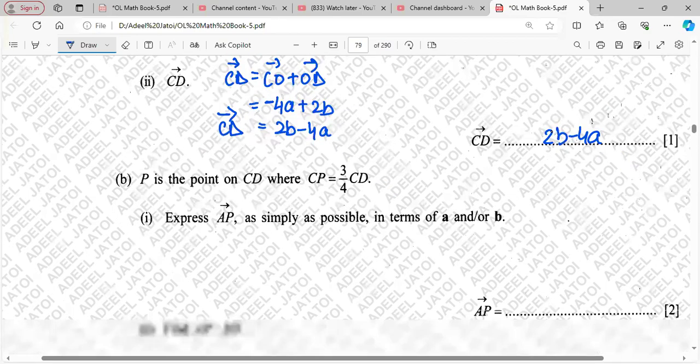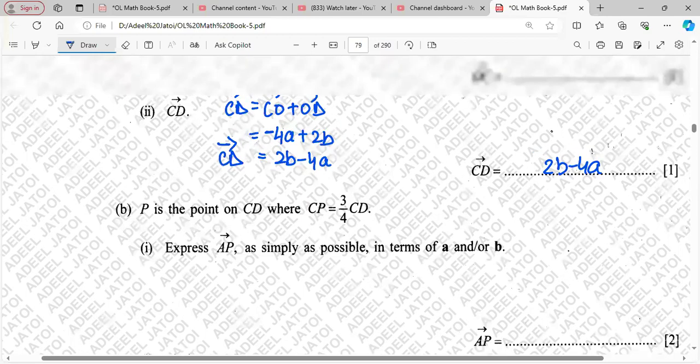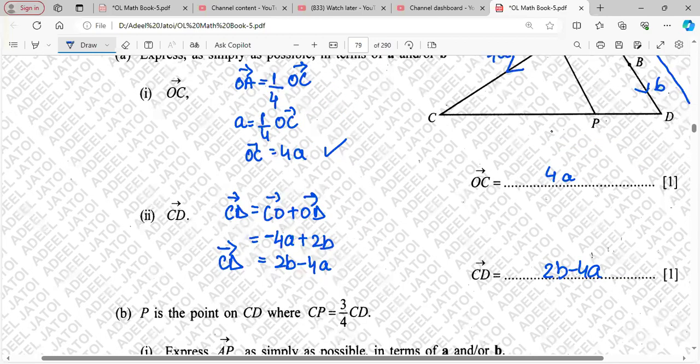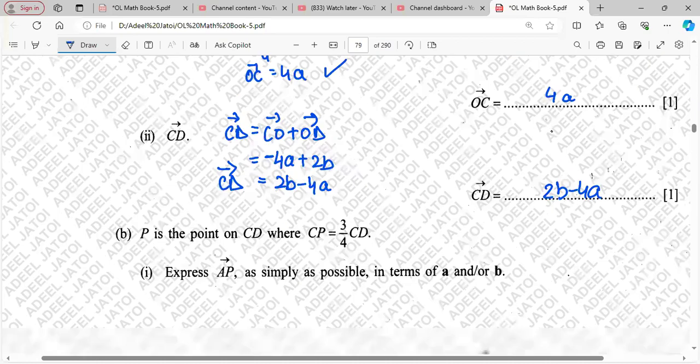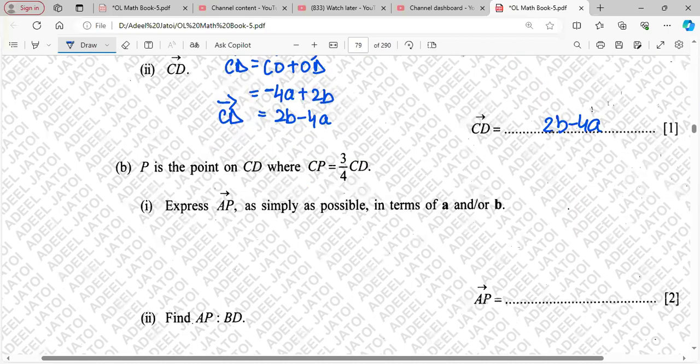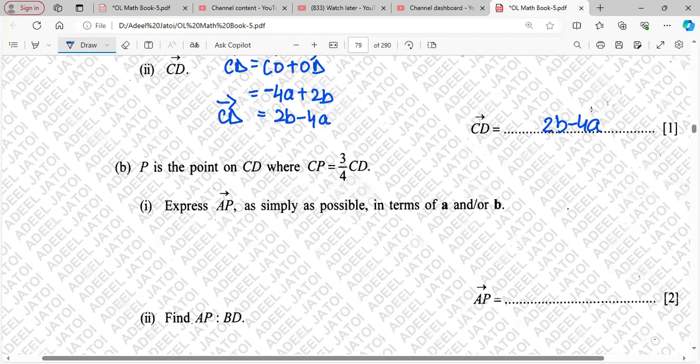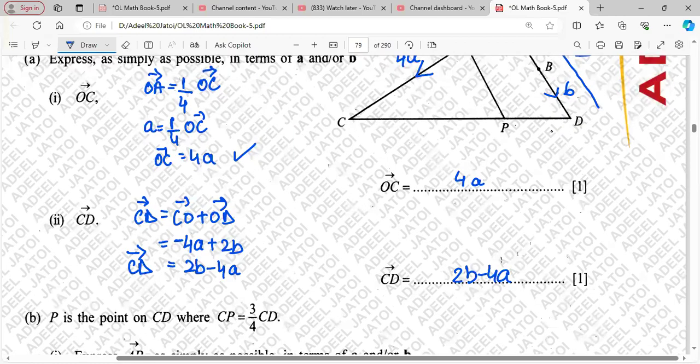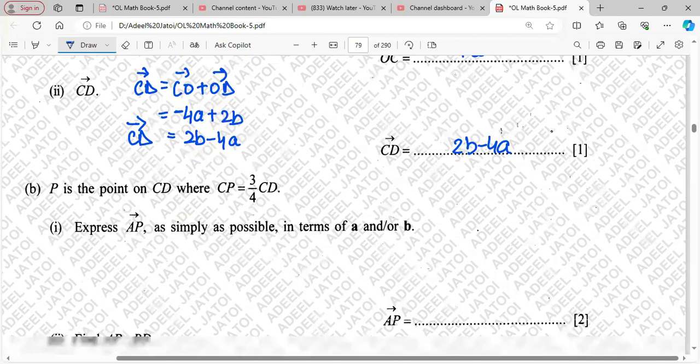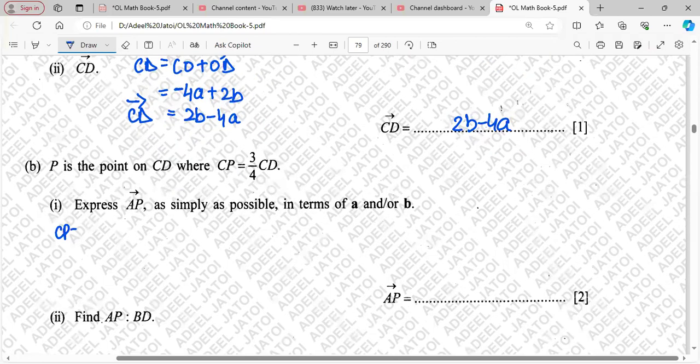P is the point on CD where CP is equal to 3/4 CD. Now this is P, the point. The question is very clear, that CP is 3/4 of CD. We already know CD is 2B minus 4A. So to calculate CP, this should be 3/4 of CD, which will be written as CP is equal to 3/4 of (2B minus 4A), right? And then we multiply this.